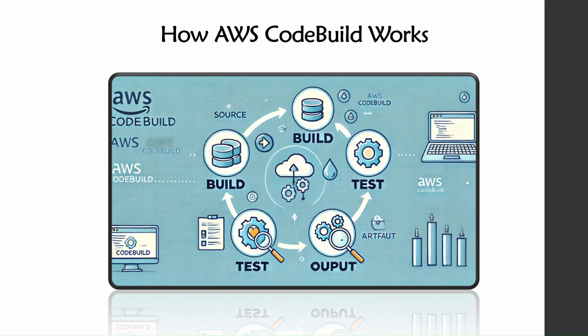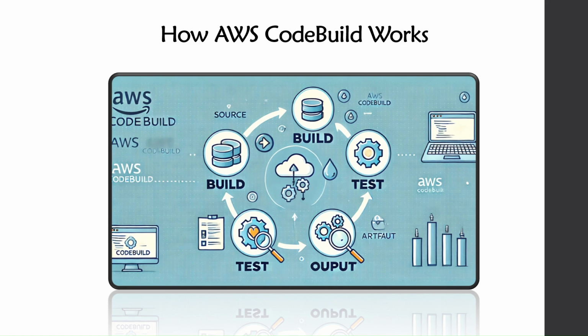So the next step is build. Once the source code is retrieved, the next step is the build process. In this phase, CodeBuild compiles the source code and executes the build commands specified in the buildspec.yaml file. The buildspec YAML is a YAML configuration file that defines the steps to take during the build, such as installing dependencies, compiling code, or running specific scripts.